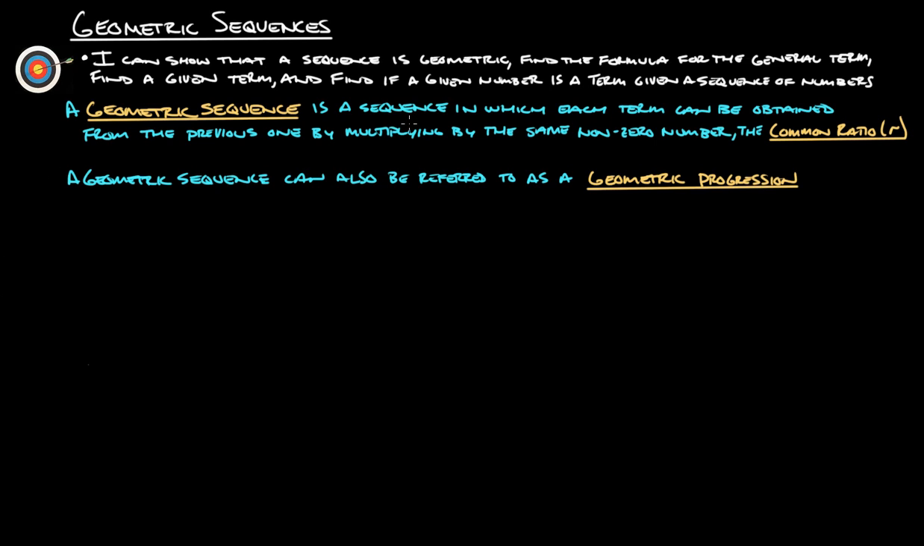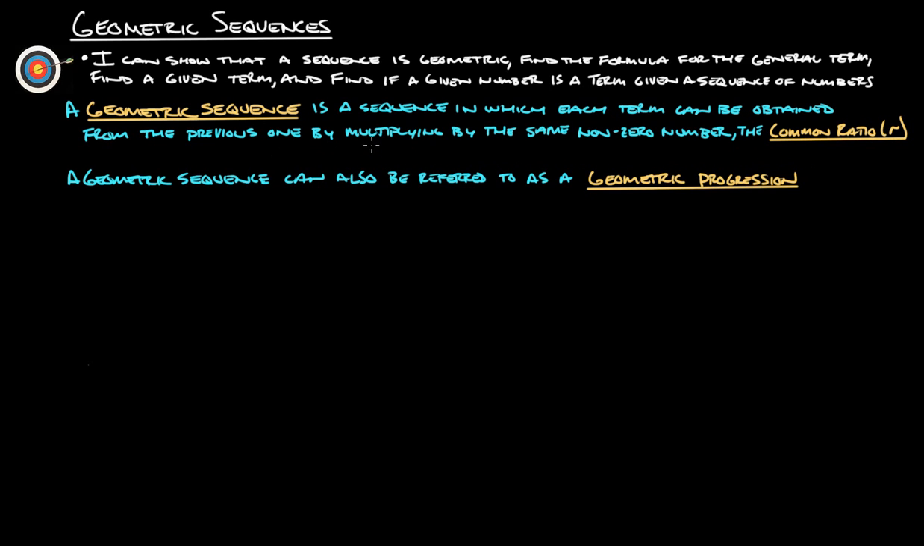A geometric sequence is a sequence in which each term can be obtained from the previous one by multiplying by the same non-zero number, which we call the common ratio, or r. So instead of adding like we do with arithmetic, in geometric you multiply.